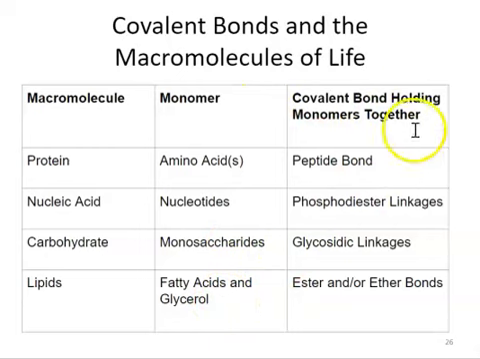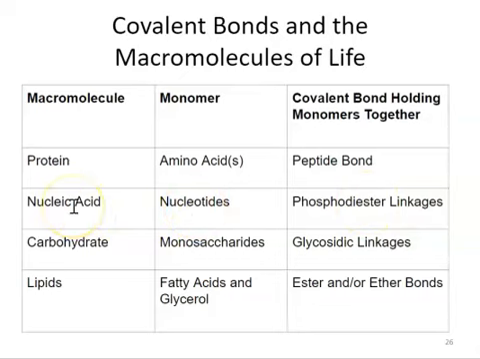Each of them also has a type of covalent bond that holds them together. And by type, I mean we give these bonds special extra names because they're just so important in living things. So peptide bonds is the name for the covalent bonds that hold amino acids together when they form proteins. Phosphodiester linkages is the name of the covalent bonds that we use to say how nucleotides are held together to form nucleic acids, which could be DNA or RNA.